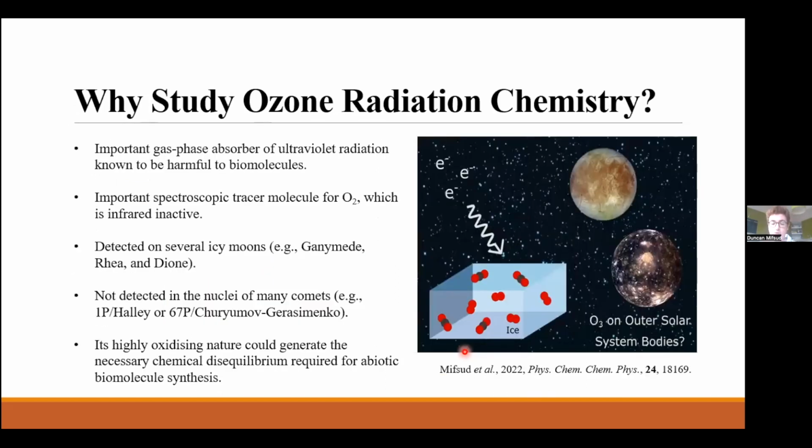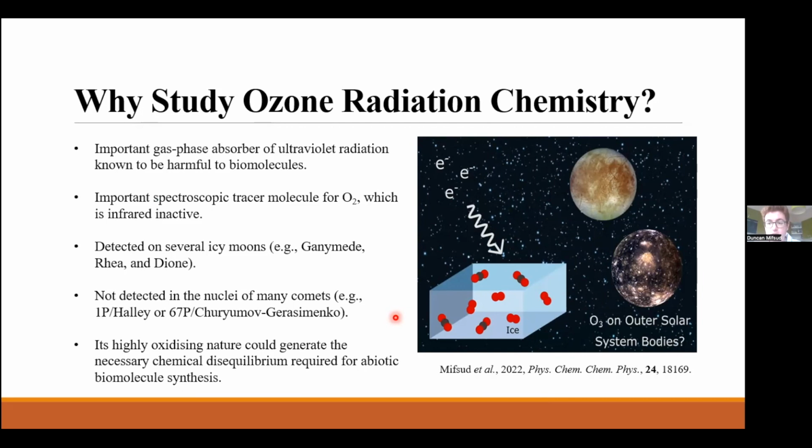Okay, so on to our case study, which we actually very recently published. Why should we care about ozone chemistry in extraterrestrial environments? Well, we already know from a terrestrial context that ozone is a very important molecular species because it protects the surface of our planet from harmful ultraviolet radiation that is incident on the Earth. But from an astronomical perspective, ozone is actually a fairly useful tracer molecule for molecular oxygen, which is a lot more difficult to observe spectroscopically, mainly because it's infrared inactive.